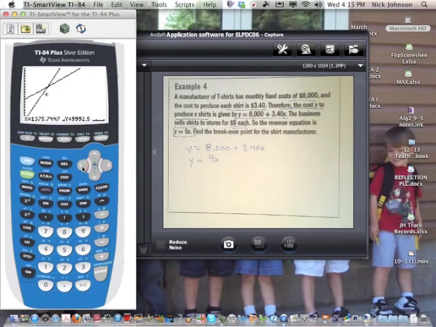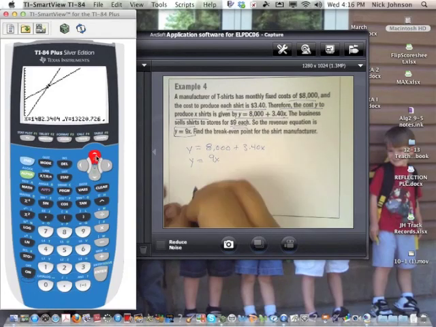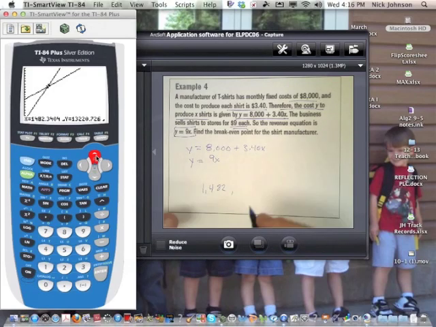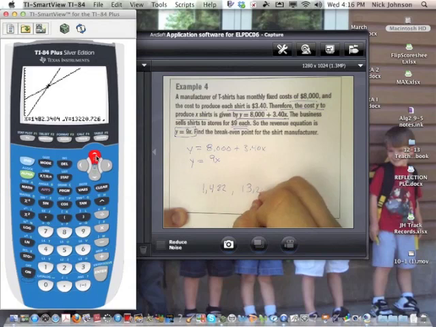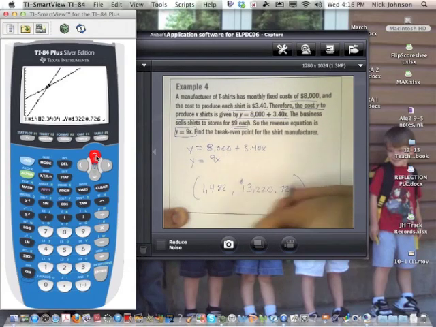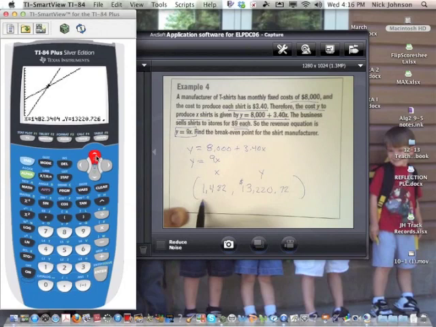But you got to remember in this case, X is my number of t-shirts. So that's going to be a whole number. Y is going to be my money. So here's my break-even point. My break-even point is at 1,482 t-shirts made, and I'm going to make $13,220.72. X value, Y value. So this is my break-even point.